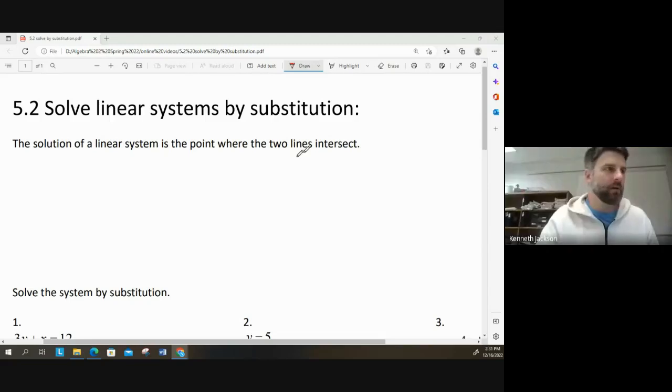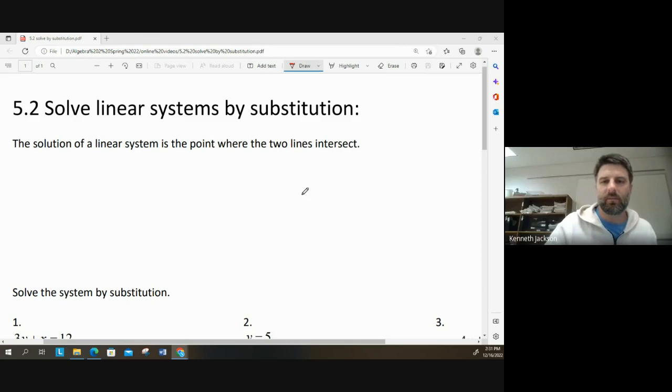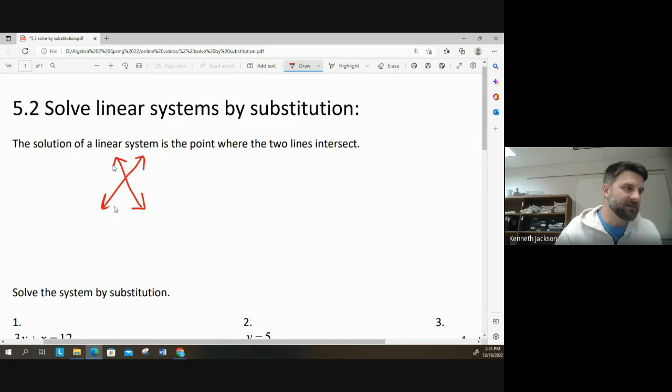These are notes for section 5.2, solving linear systems by substitution. If we remember from previous videos, a linear system is simply a graph that has two lines on it. A linear system is two or more linear equations. Now the answer is going to be the point where these two lines cross. Well, the point where these two lines cross is obviously right there.